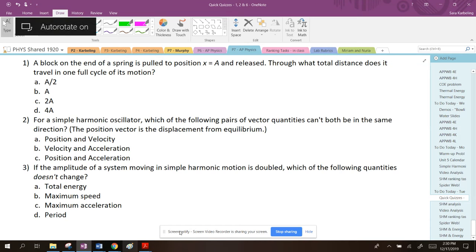Let's take a look at question number 1. It says a block at the end of a spring is pulled to position x equals A and released. Through what total distance does it travel in one full cycle of motion?